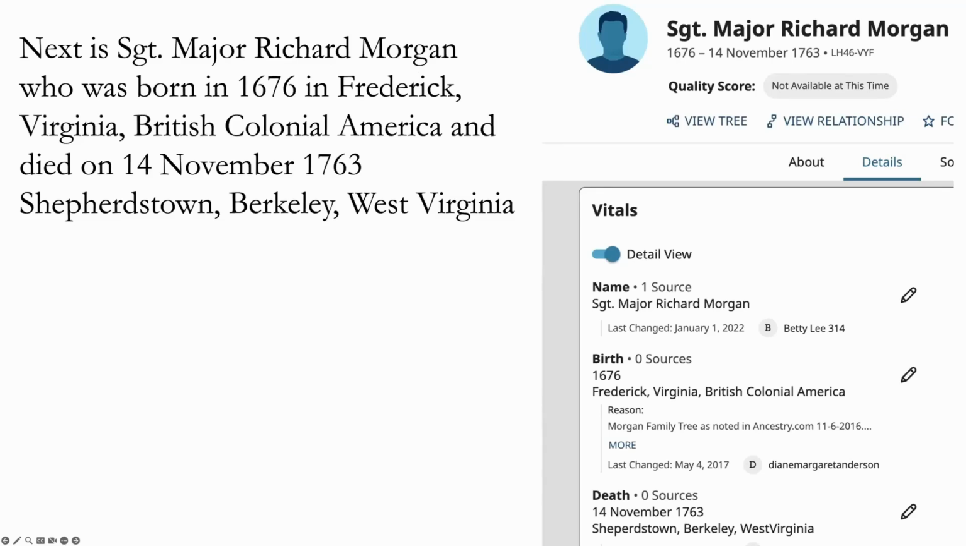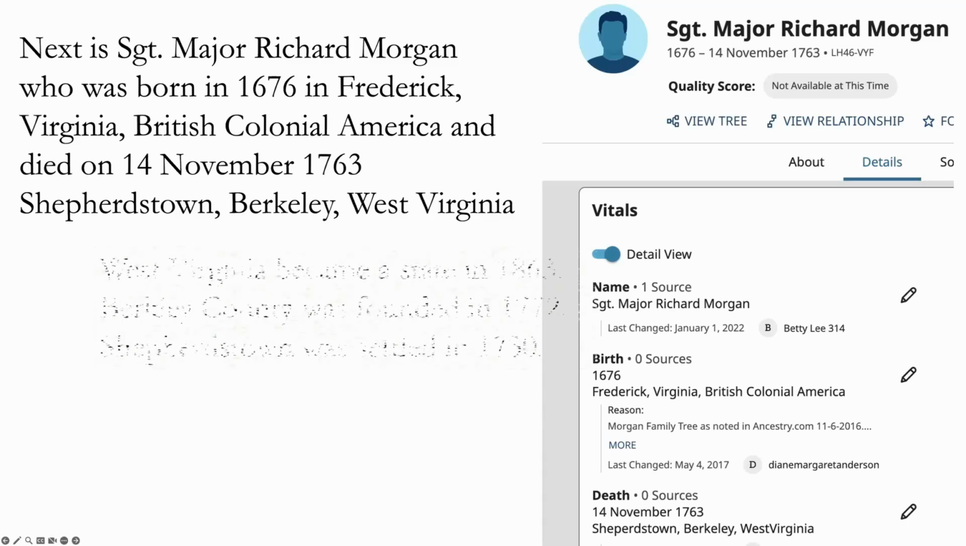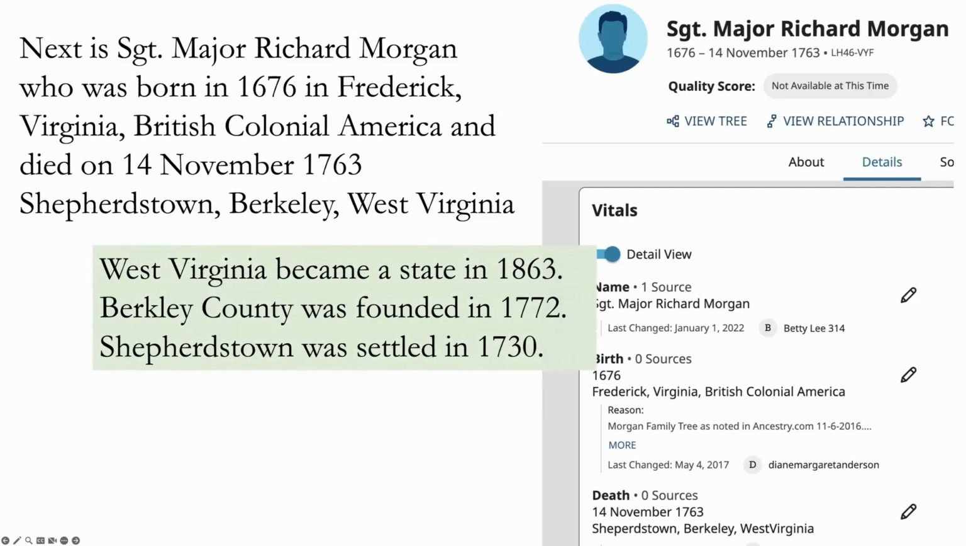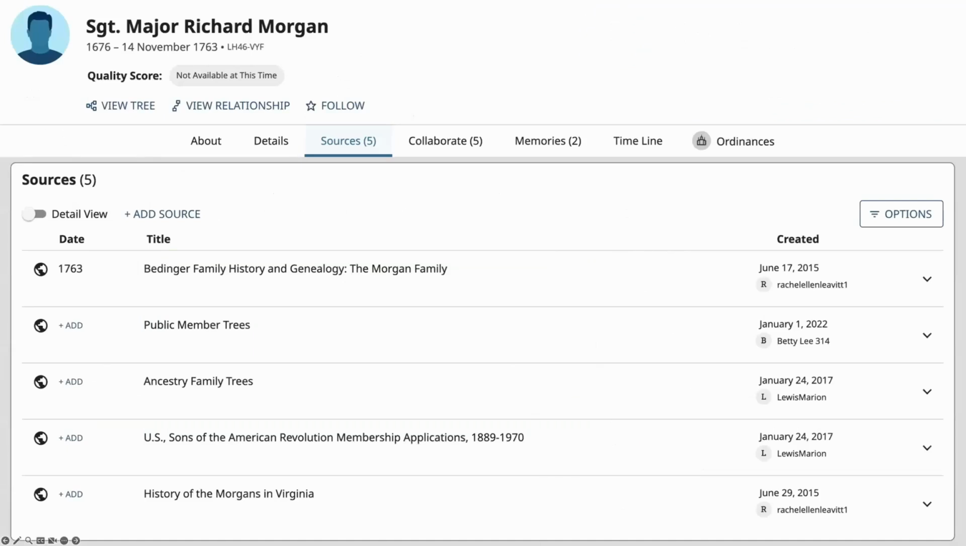And that's interesting, because 1763 was about 100 years before West Virginia became a state. Exactly. And Berkeley County was formed in 1772, and Shepherdstown was settled in 1730. And it was Shepherdstown, and he doesn't have any sources either. None of these are even arguably sources: public member trees, ancestor family trees, the Sons of the American Revolution membership application, and Morgans in Virginia.